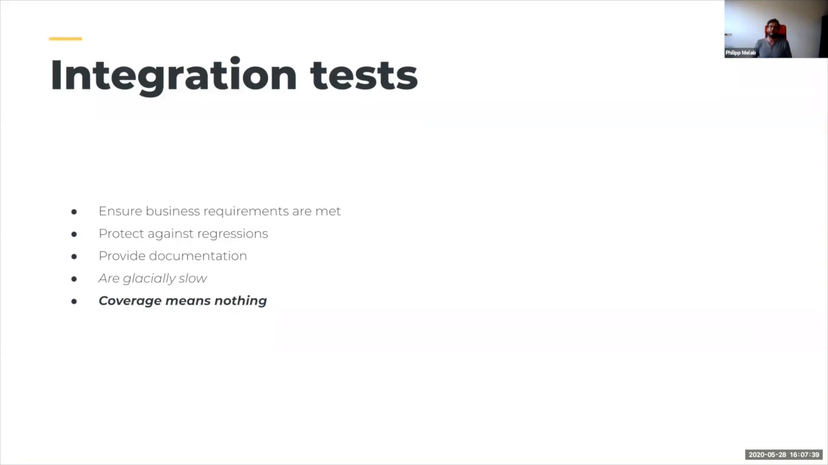So to look at a more detailed differentiation, what is an integration test or an acceptance test, as we've done them? Integration tests ensure that whole business requirements are met. They protect us against regressions during development on the long term. They provide documentation. If you do behavior-driven development the right way, your tests actually should be written in a way that a QA expert, a product owner, a client are able to read them and then, based on them, manually test their system. But compared to unit tests, they are glacially slow.